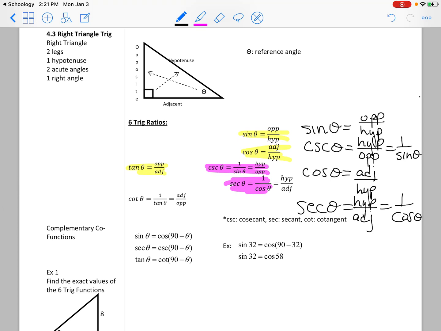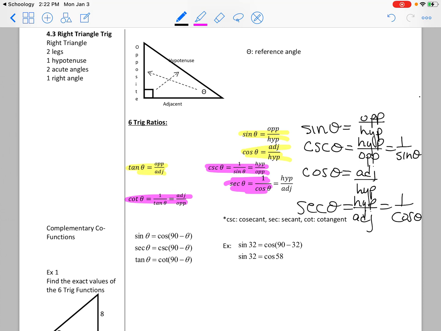Okay? So technically cosine is also 1 over secant. Sine is 1 over cosecant. And then the last one is tangent. Tangent is opposite over adjacent. Cotangent, which is right here, is the reciprocal of it. Okay? And you're going to need to have these memorized.